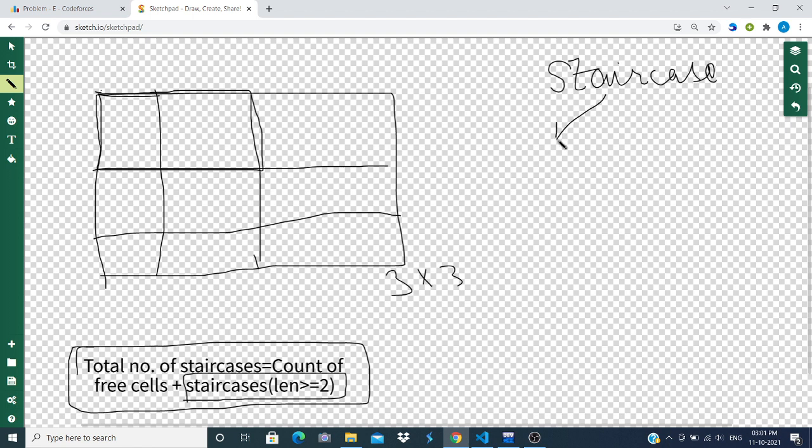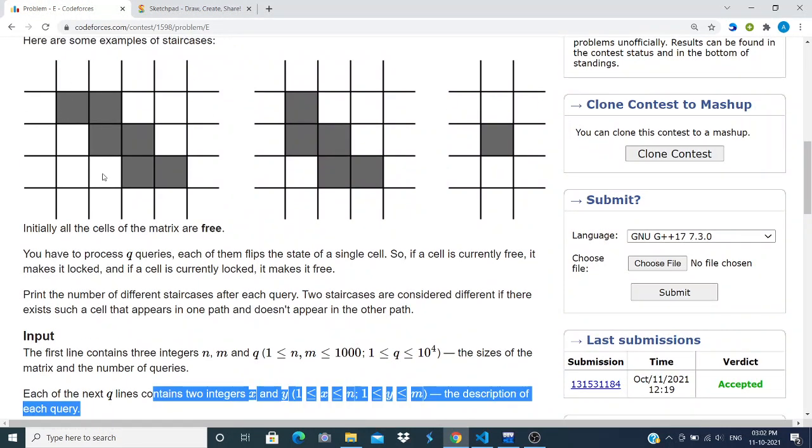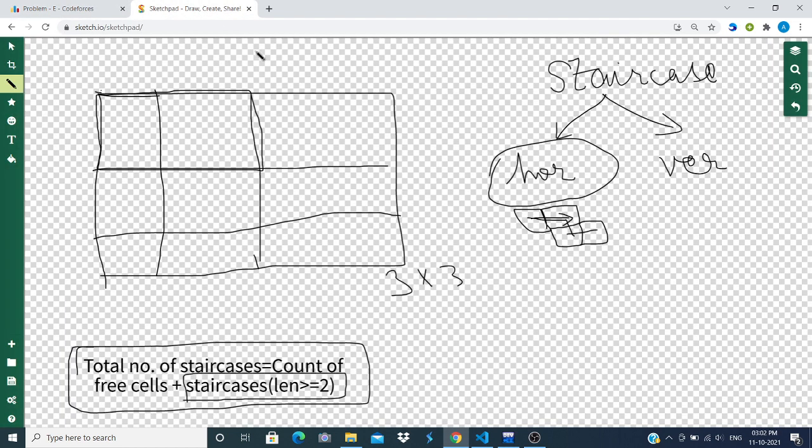I just bifurcate it into two types, right? The first one is horizontal staircases and the other one is vertical staircases. So what do I mean by horizontal? I will call a staircase horizontal if the first two cells are adjacent, if they follow this kind of pattern: first horizontal, then vertical, then again horizontal, like this. So this I call a horizontal staircase and this a vertical staircase, right? And for vertical, first vertical, then horizontal, then again vertical, something like this, okay?